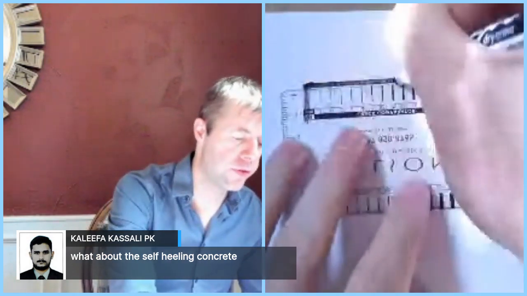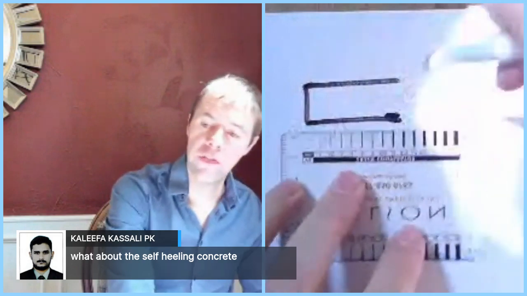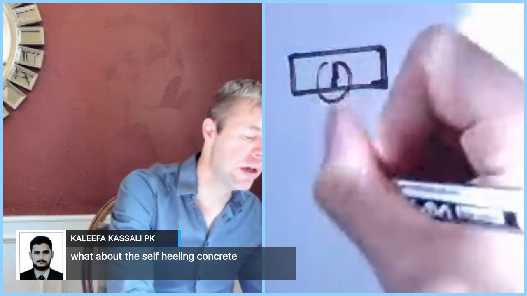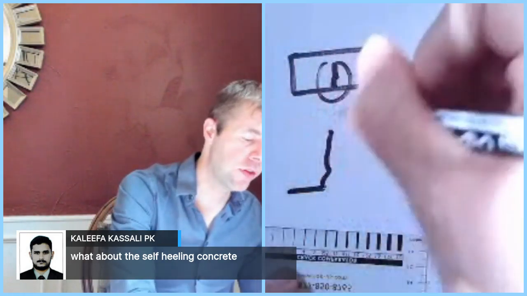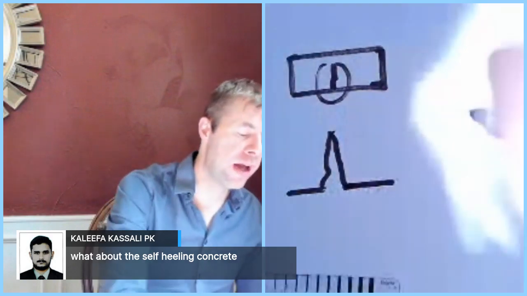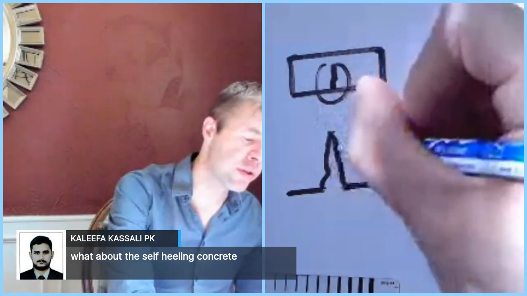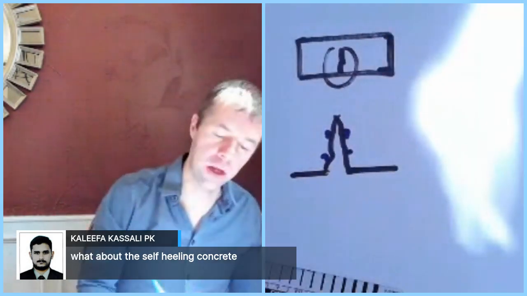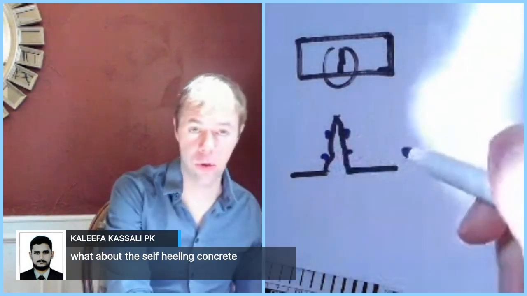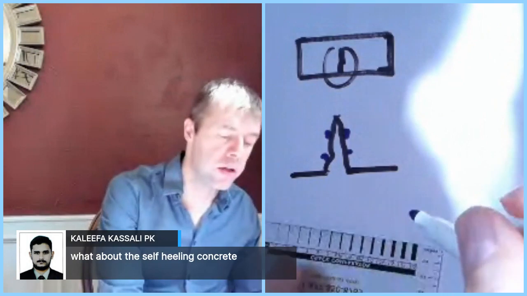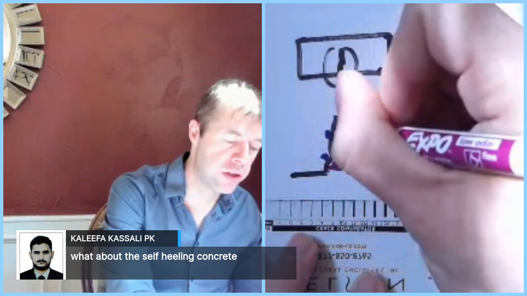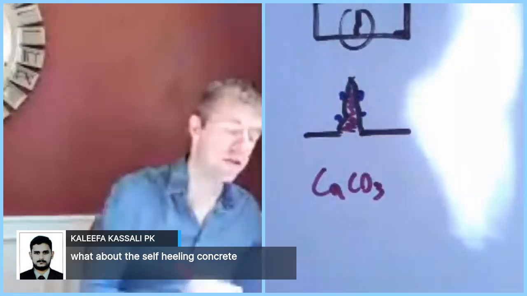Boy, the sun is just causing me challenges today. I have a beam, and it has a crack in that beam, and if I were to zoom in, that crack looks something like this. And the concept is that right on the surface of the crack, there are unhydrated cement grains. There are cement grains that have not reacted all the way. And those cement grains could fill in that crack over time. That's the concept. So oftentimes when you analyze the material that fills in that crack, you'll find that it's calcium carbonate, largely calcium carbonate.